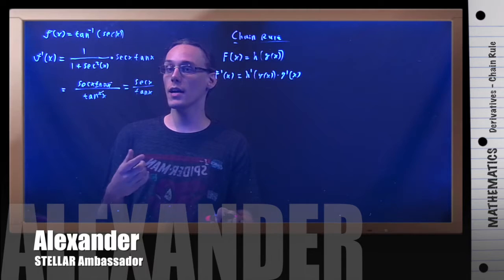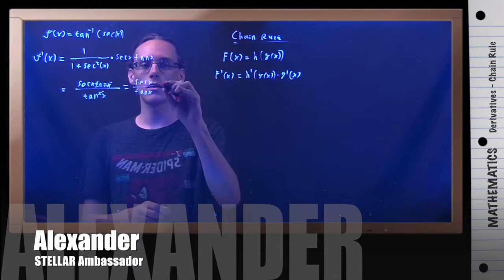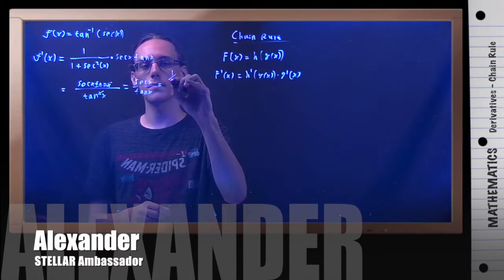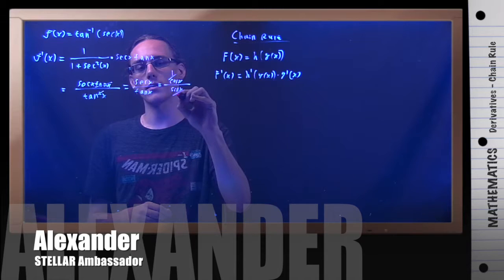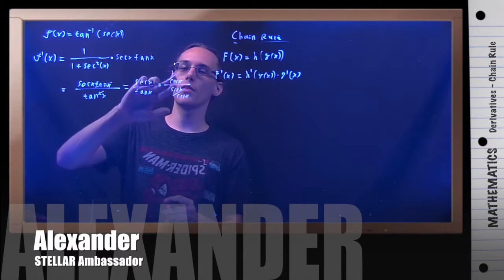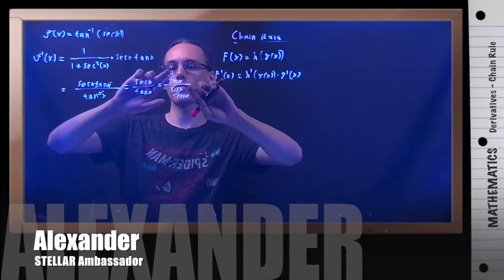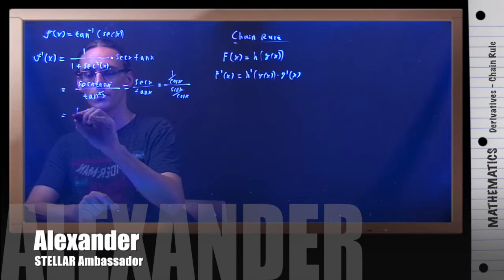And then remember our trig identities. Tangent is sine over cosine, and secant is 1 over cosine. So this is going to be 1 over cosine over sine over cosine. Okay, almost there. Recall that when you divide two fractions, you have to flip the bottom one and multiply them. So that's just what I'm going to do.